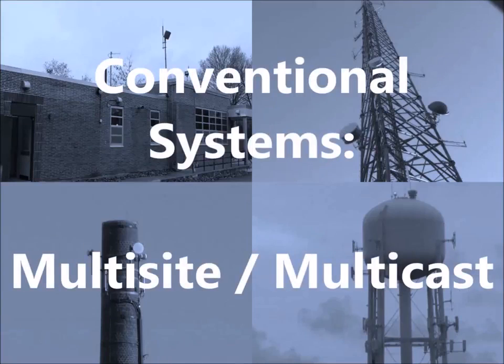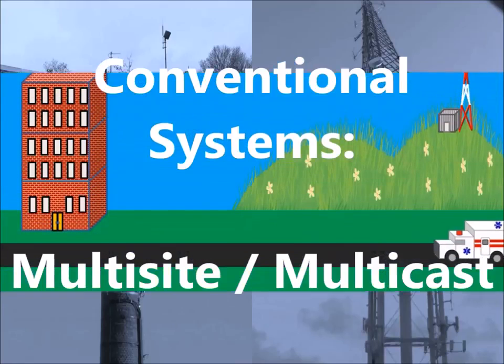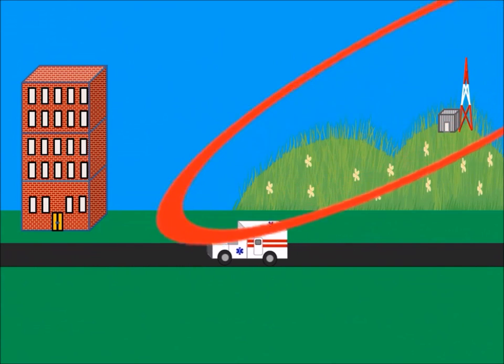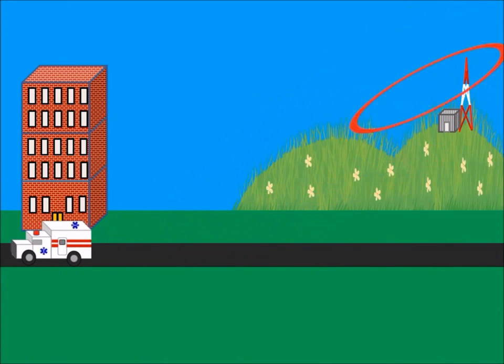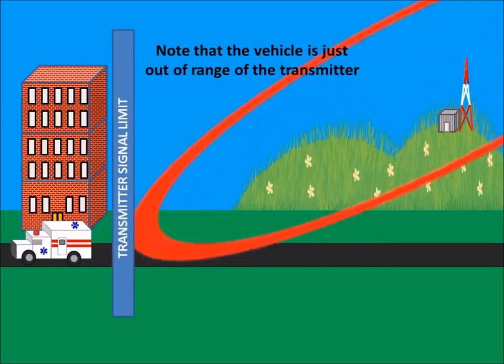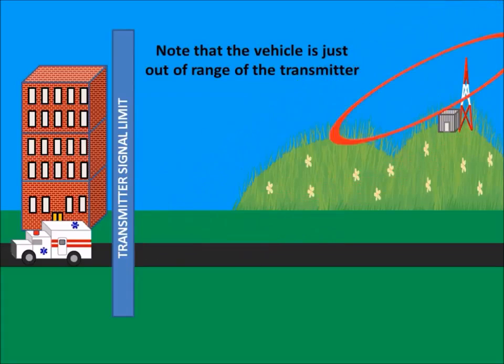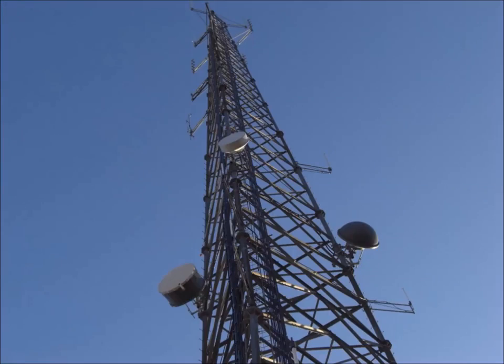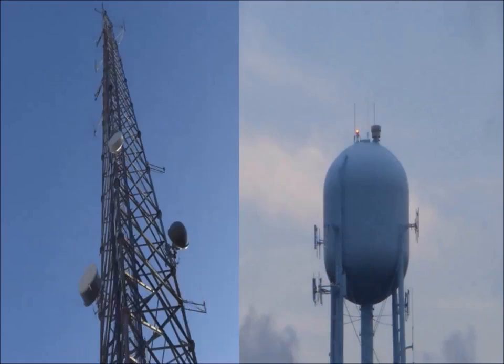Conventional systems, multi-site, multicast. So, what if a unit is operating within its service area, perhaps is using a system with voting receivers, but cannot hear the dispatcher due to the distance from the base station? The answer may be to use multiple sites and operate in a multicast mode.